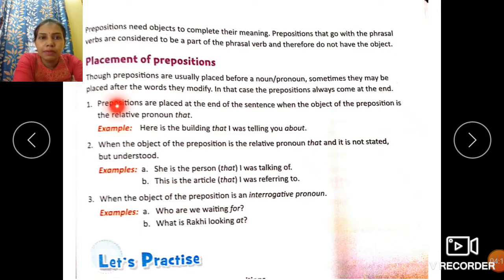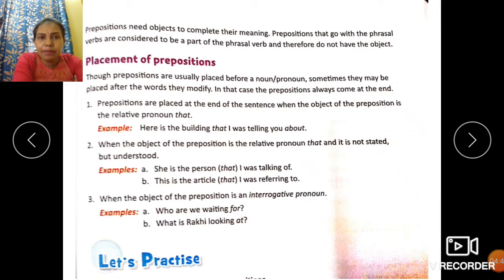Number 1. Prepositions are placed at the end of the sentence when the object of the preposition is the relative pronoun that. Now, what is a relative pronoun, children? A relative pronoun is the pronoun which is used for a noun in the sentence, which usually stands as an antecedent to that pronoun, and it does the work of joining the two parts of the sentence.